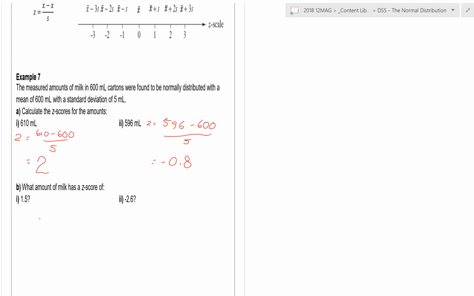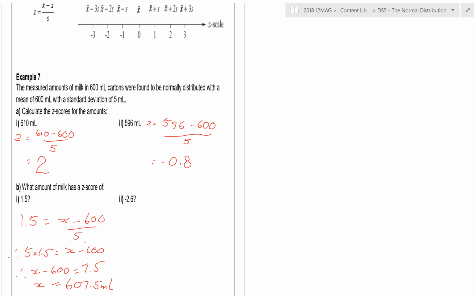A Z-score of 1.5. Now we're going to work backwards a little bit, and I'm going to say 1.5 equals my score minus 600 over 5. That means 5 times 1.5 equals x minus 600. Therefore, x minus 600 equals 7.5. Therefore, x equals 7.5 plus 600, which equals 607.5 milliliters. Where did that x come from? x is my score. So the score is 607.5 milliliters.